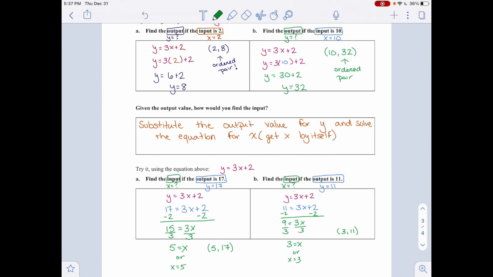So that's relations in a nutshell. Again, I can represent them 5 different ways: mapping diagrams, tables, ordered pairs, graphs, and equations, and I can transform from any of those representations given one or multiple.